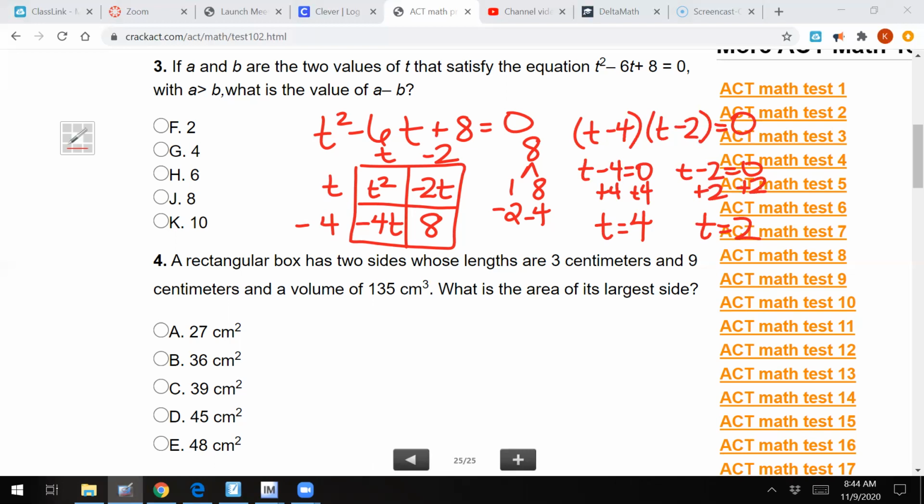And they tell you that A is greater than B, and then to subtract A minus B. So how are we going to do the subtraction? 4 minus 2 or 2 minus 4? Good. So what's 4 minus 2? Your answer is F. Make sure you show that work.